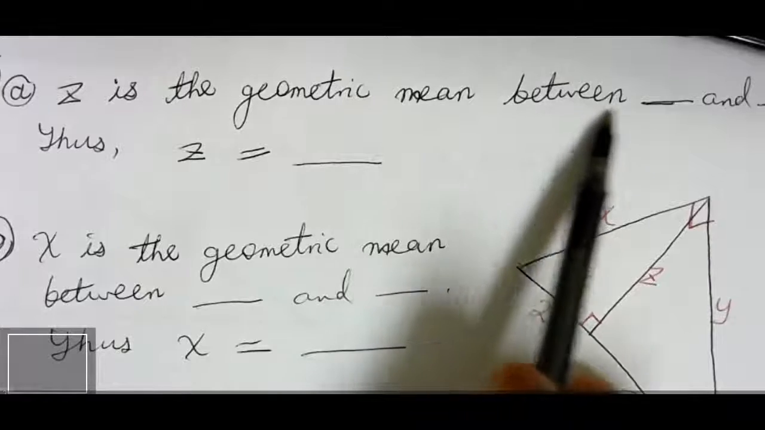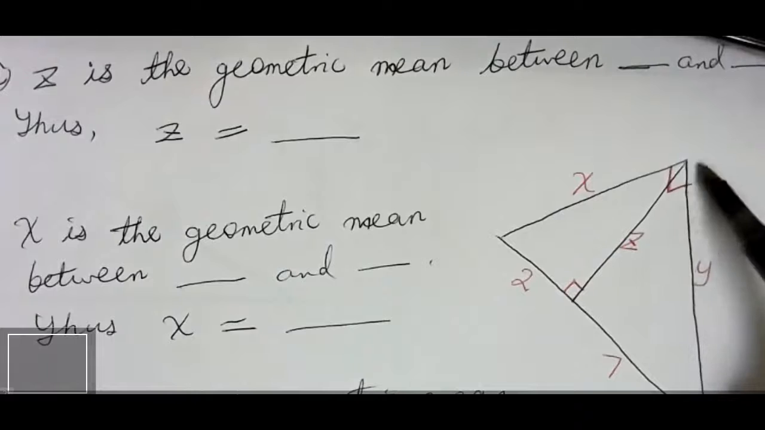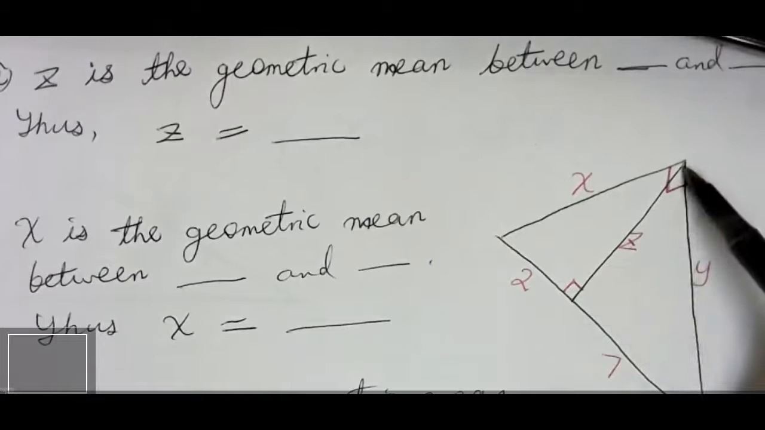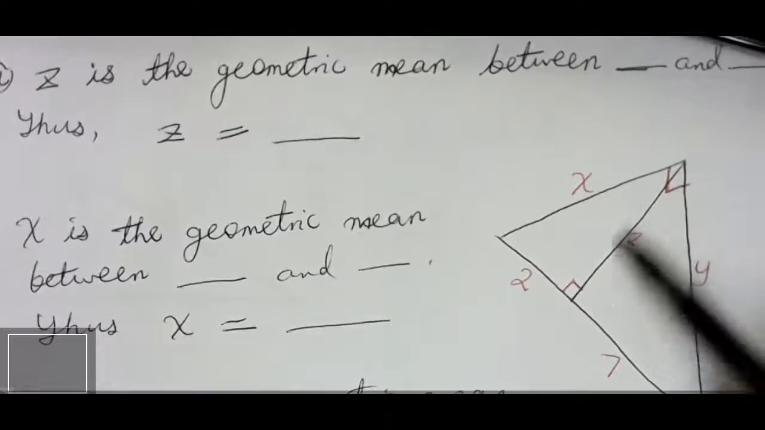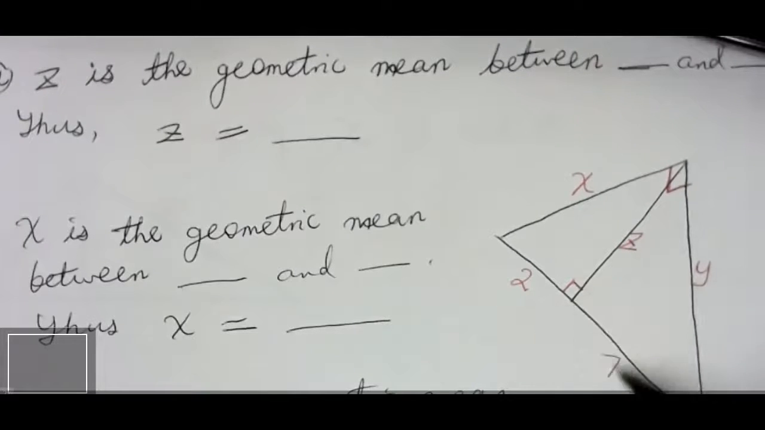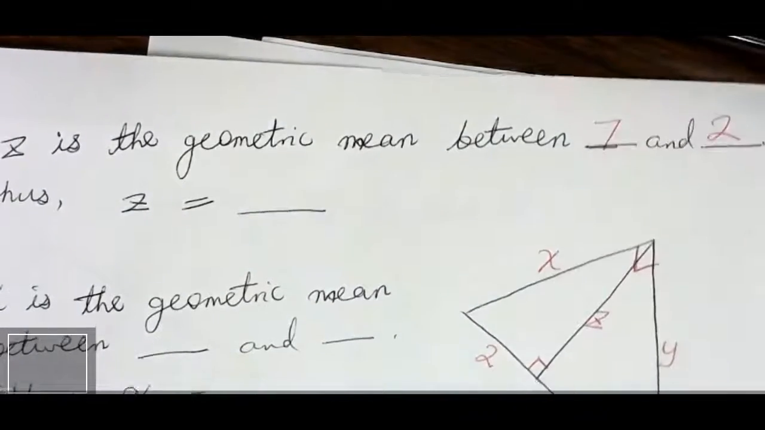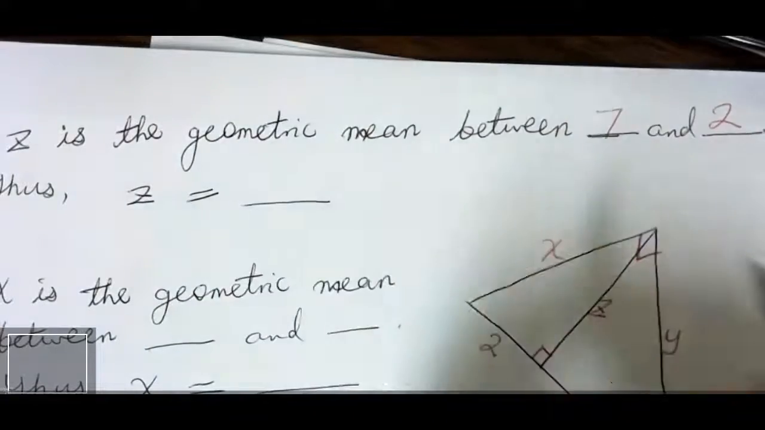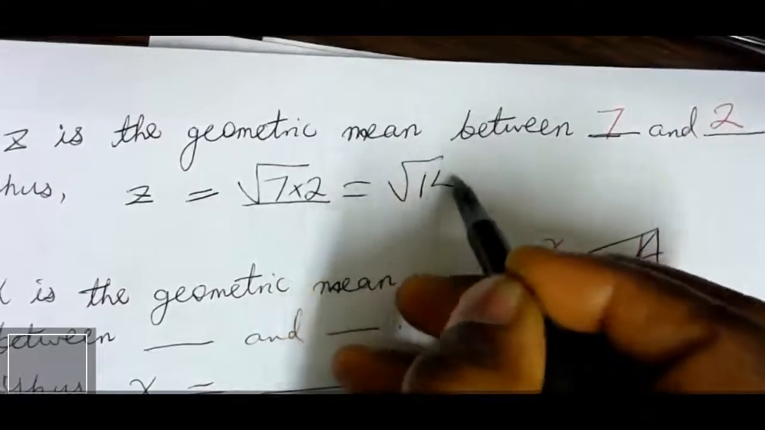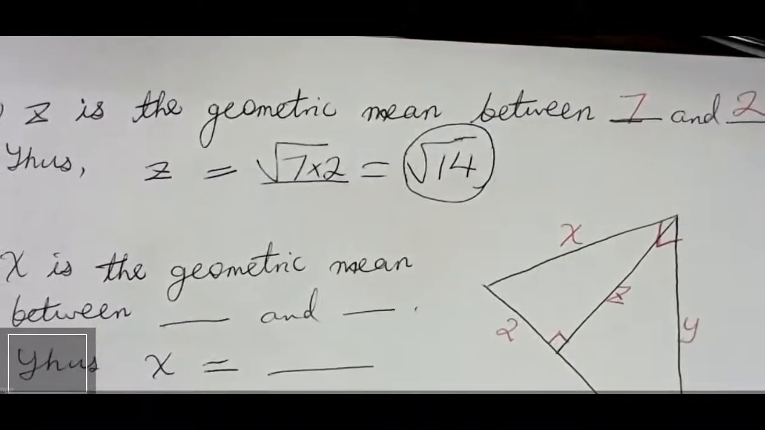Z is the geometric mean between blank and blank. Thus, Z equals what? So we look at the diagram. Look at Z. There's the big right triangle, so Z is the altitude that drops down from the vertex of the right triangle down to the hypotenuse. So Z should be the geometric mean of 7 and 2. Therefore, Z is going to be the square root of 7 times 2, which is the square root of 14. There's no perfect square that can go into 14, so that would be the answer.